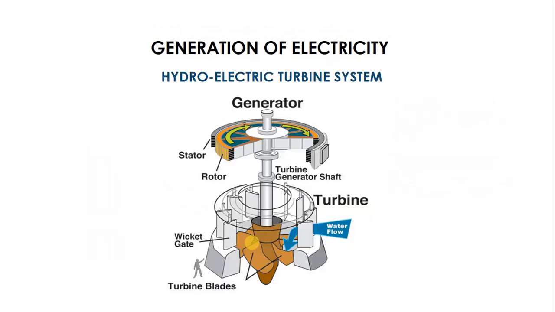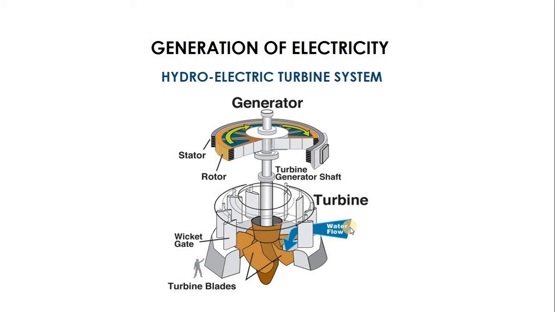Pretty straightforward. So this is the hydroelectric turbine system. These are the blades, and these structures that you see here are what we call the wicket gates. This is the turbine, a generator shaft, the turbine shaft coupled to the generator, and this is the generator side. The generator has the stator and the rotor. Once the turbine turns, the rotary movement is transmitted to the rotor, and then power is produced.